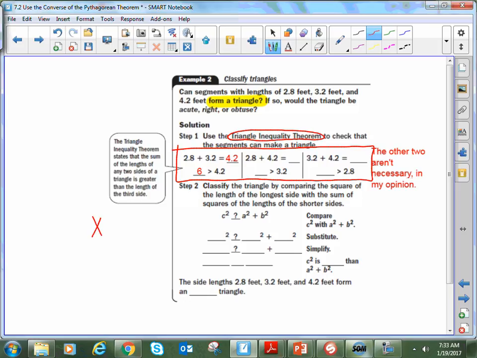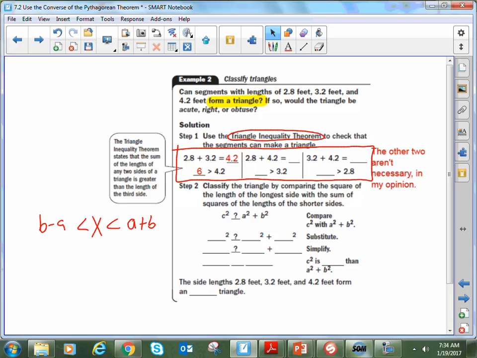So here the third side has to be less than whatever two sides added together are, but it also has to be greater than two sides subtracted from each other. The sum and the difference, that's how we find the range of numbers that the third side of a triangle could be. So that's just a quick review of the triangle inequality theorem. So the first thing we would say is yes, these three side lengths can form a triangle.